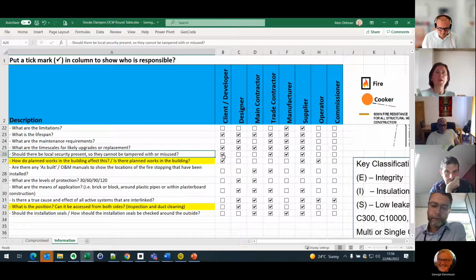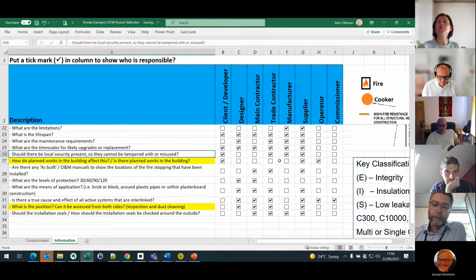I think a supplier, a manufacturer, may just assume that in the ideal world nobody will tamper with the equipment, so they wouldn't know exactly what's required to protect it.